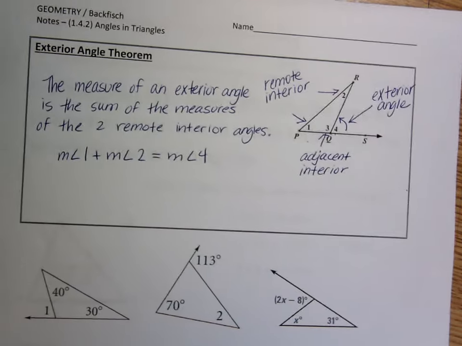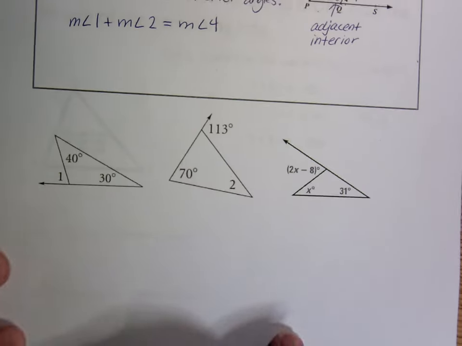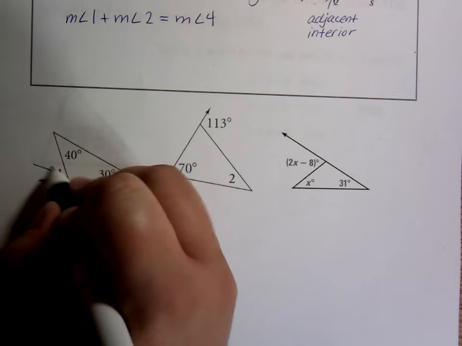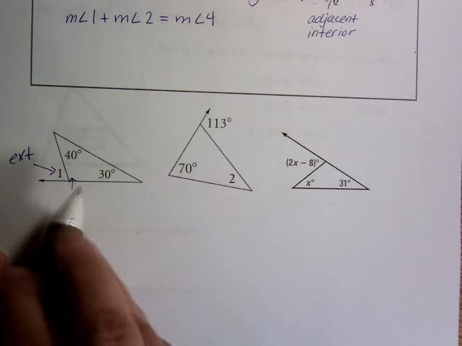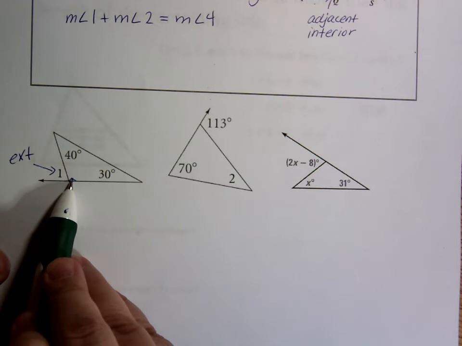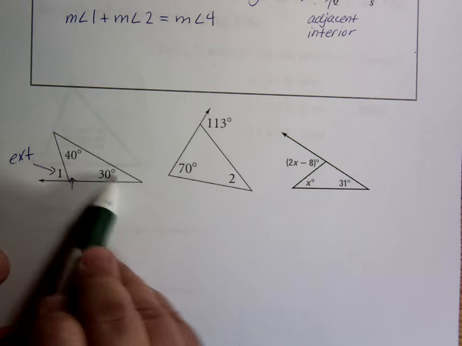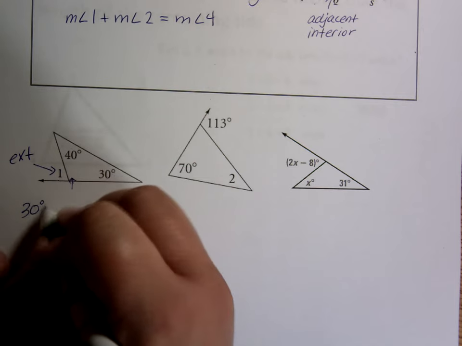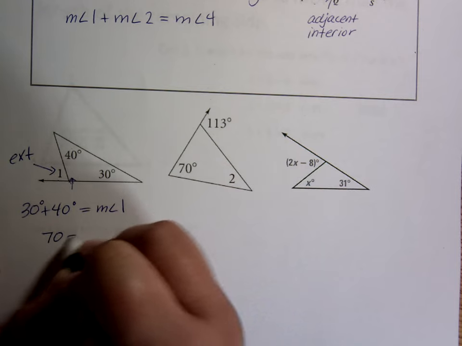Let me move that over so you can see it better. If you didn't get a chance to write it before, you write it now. So for instance, in this first picture, here's angle 1. This is my exterior angle. This is the adjacent interior, not a remote interior. That makes these other two the remote interiors. So these are the two that have to add up to angle 1. So 30 plus 40 equals the measure of angle 1. So 70 is the measure of angle 1.